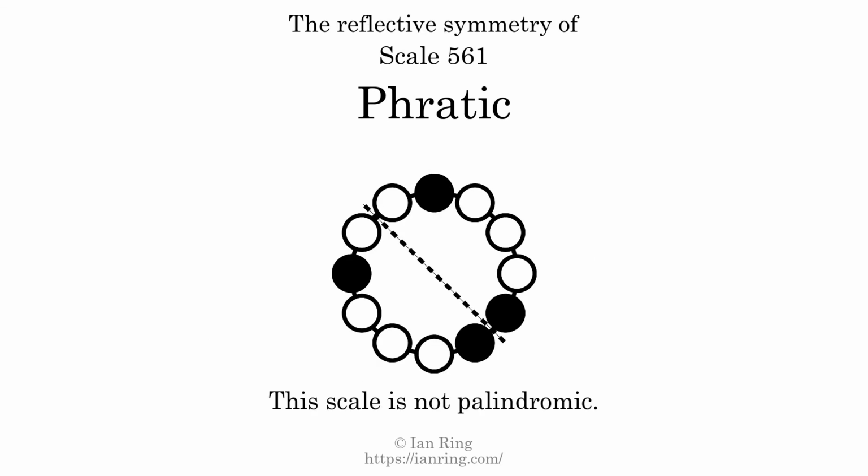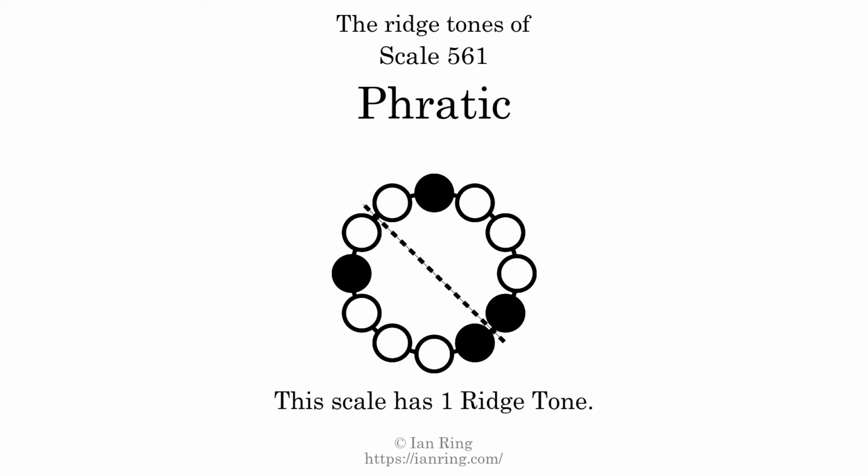This scale has reflective symmetry across an axis positioned 4.5 semitones from the root. This scale has a different pattern of intervals ascending and descending, so it is not palindromic. This scale has one ridge tone.